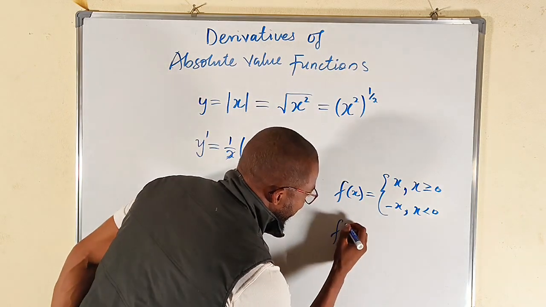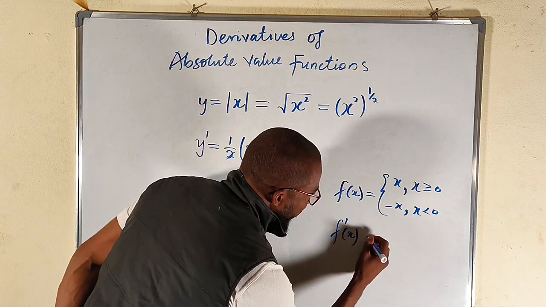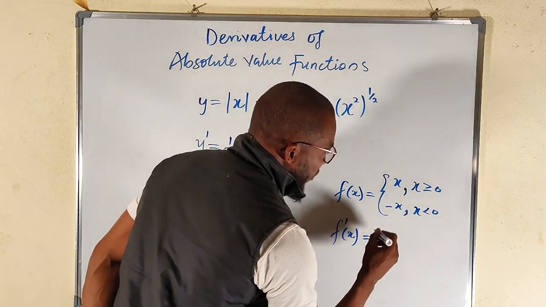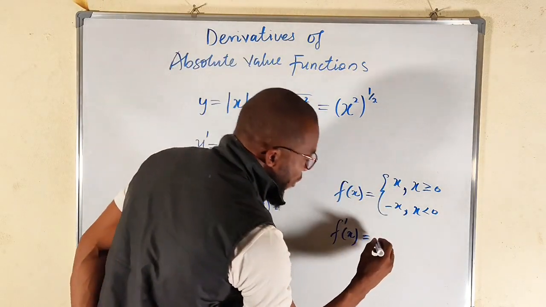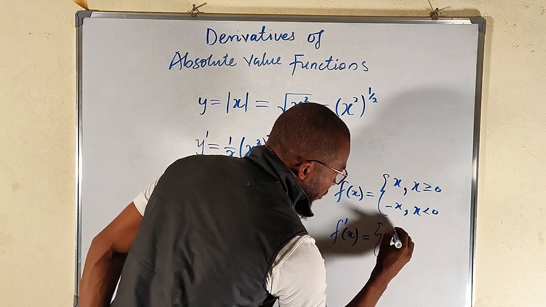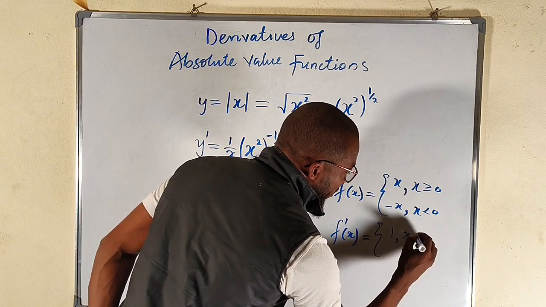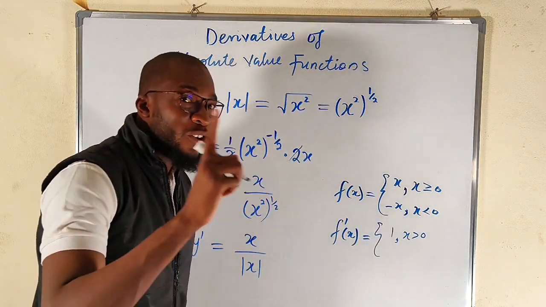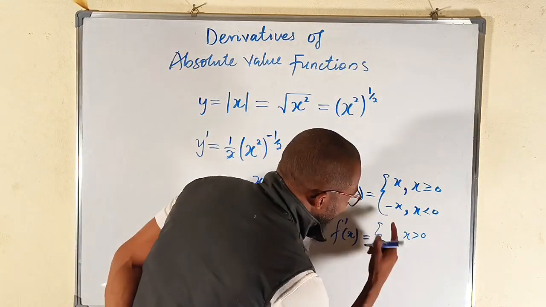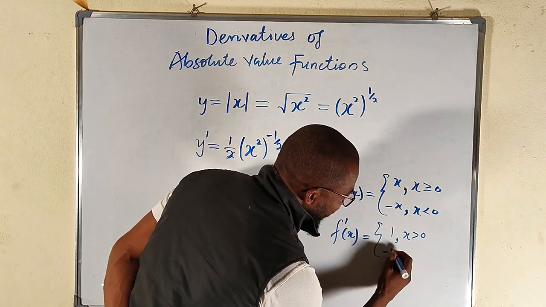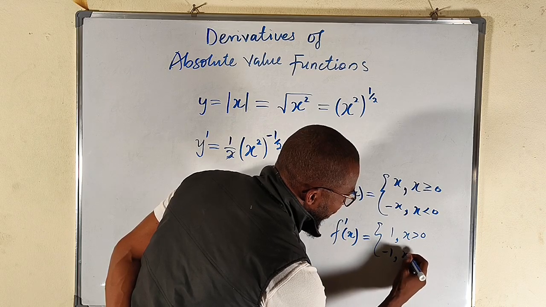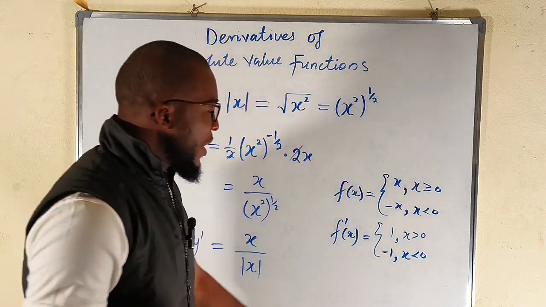If you are to differentiate this, f prime of x is equal to 1 when x is greater than 0 but not equal to 0. I will show you why. And if you differentiate the other piece, you have negative 1, when x is less than 0. Well, let me show you why.